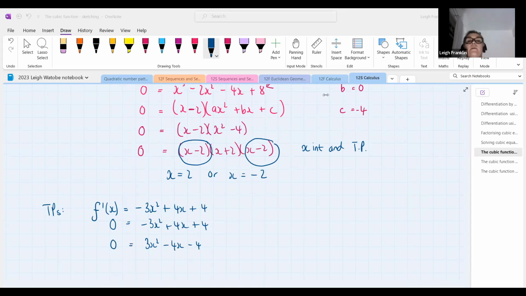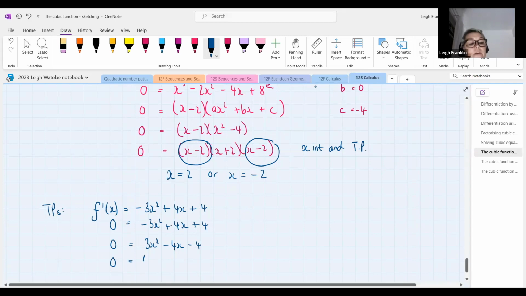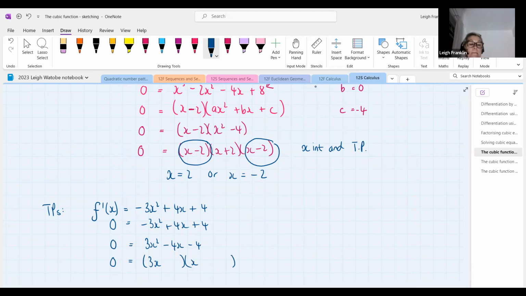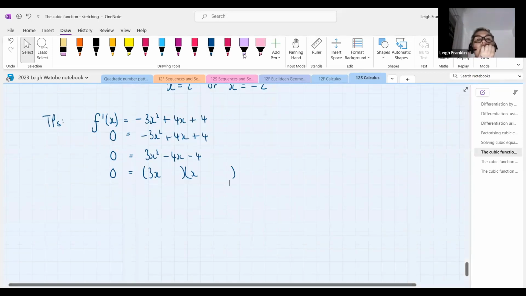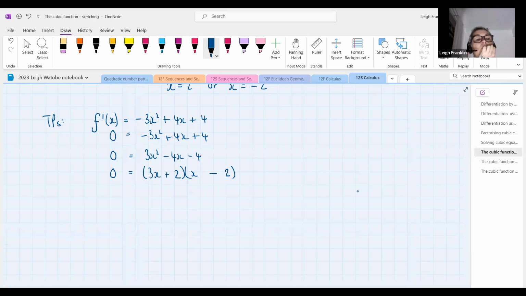Okay, Shania. And factorize. Okay. Is this going to factorize? Yes, it will. Okay, so that gives us minus 6x plus 2x, and there we go. All right, so therefore, x is equal to negative 2 over 3, or x is equal to 2.